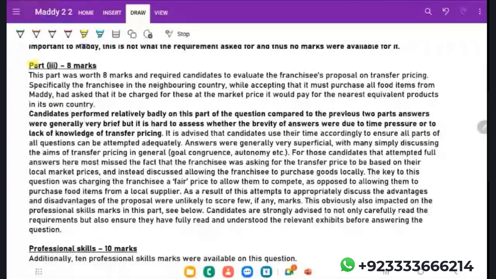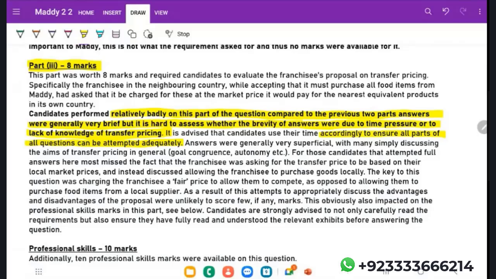Now this is part C, the transfer pricing part. What does the examiner have to say? Candidates performed relatively badly on this part of the question compared to the previous two parts. Answers were generally very brief, but it is hard to assess whether the brevity was due to time pressure or to lack of knowledge of transfer pricing. It is advised that candidates use their time accordingly to ensure all parts of the question can be attempted adequately.